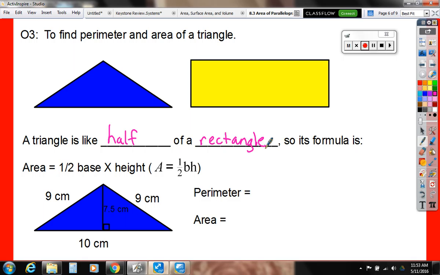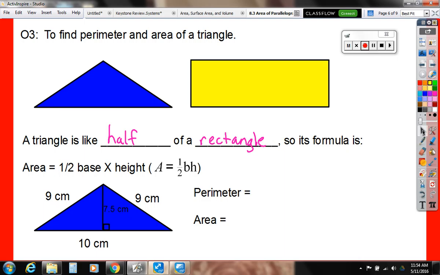They're always given to you when you take PSSAs, and when I give you your test on this, I will give you the formulas. But it helps to understand where they come from sometimes, because it's easier if you know what they are. Aubrey, question. How is a triangle like half of a rectangle?